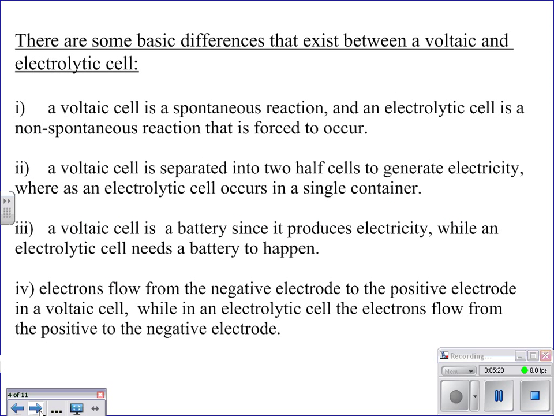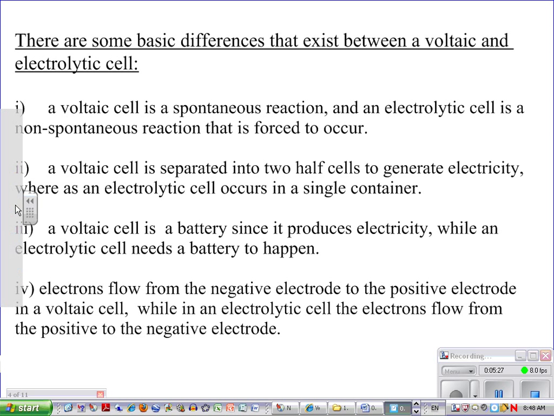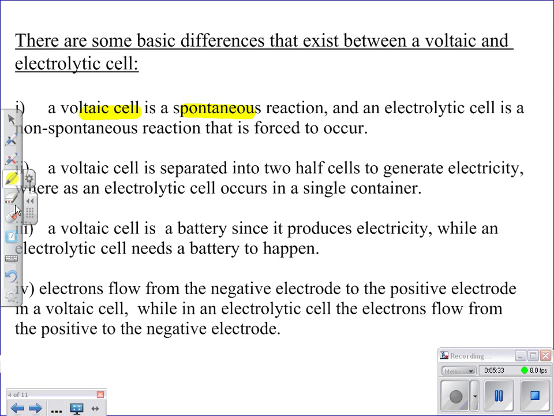First, here we just have some basic differences that exist between a voltaic and electrolytic cell, so it's good for us to know these. First of all, we've already learned that a voltaic cell is spontaneous, whereas an electrolytic cell is non-spontaneous, so you have to give it a push and force it to occur. A voltaic cell, the way we've been diagramming those, we've always drawn as two half cells connected with the salt bridge. Whereas in an electrolytic cell, it's just going to occur in one single container. So we'll draw those here in just a minute.